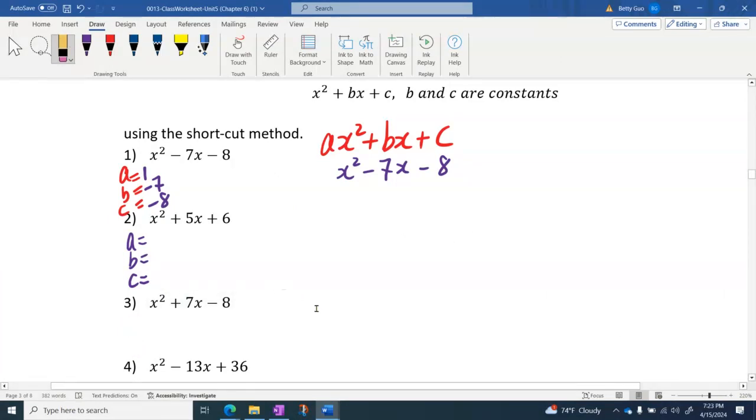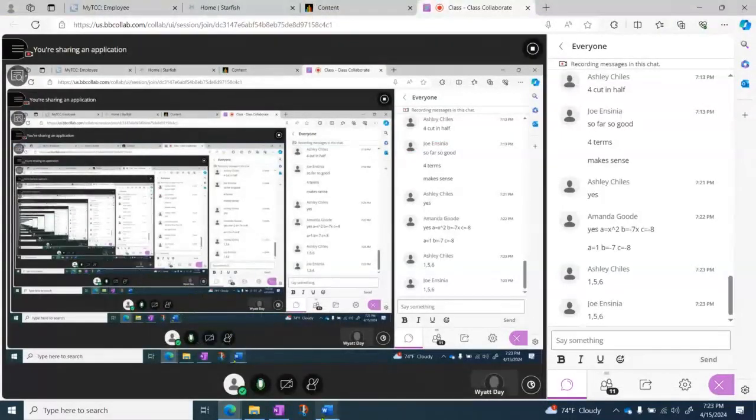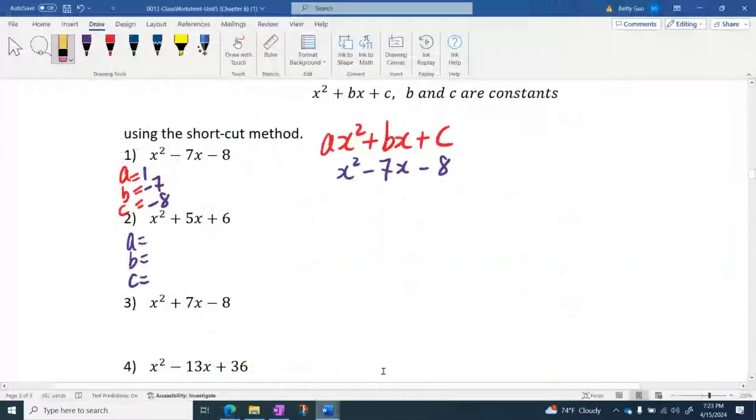Question number 2, x squared plus 5x plus 6. Is that a quadratic trinomial? If yes, what is A, what is B, what is C? Perfect. Very good. A is 1. Again, A is the leading coefficient, or the coefficient of x squared, the number in front of x squared. And B is the coefficient of x. C is the constant. Perfect.